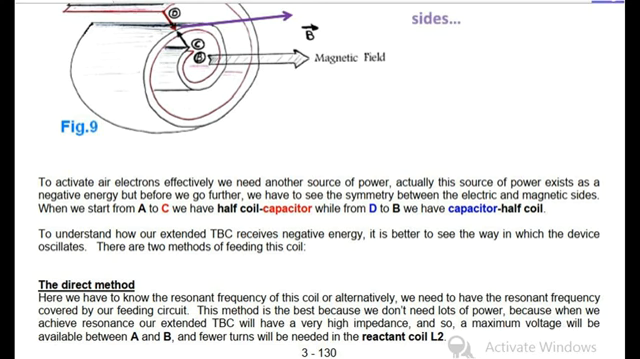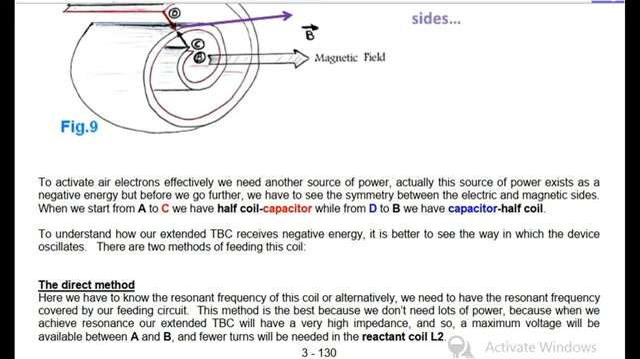When we start from A to C, we have half coil capacitor, while from D to B we have capacitor half coil. To understand how our extended TBC receives negative energy, it is better to see the way in which the device oscillates. There are two methods of feeding this coil. The direct method. Here we have to know the resonant frequency of this coil, or alternatively, we need to have the resonant frequency covered by our feeding circuit.